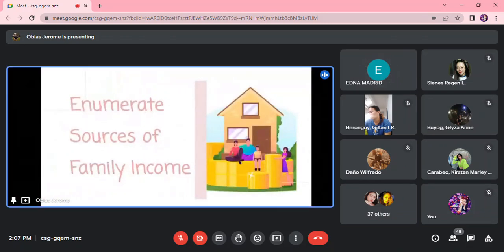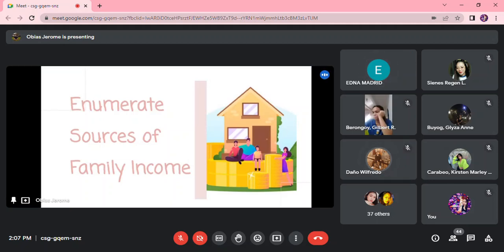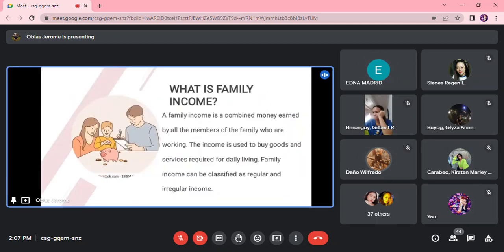Good afternoon, ma'am. Good afternoon, classmates. I am Jerome Tobias, a reporter for today, and my report is all about numerous sources of family income. Narinig po ba ako? Oh, yes. What is family income? A family income is the combined money earned by all the members of the family who are working. The income is used to buy goods and services required for daily living. Family income can be classified as regular and irregular income.